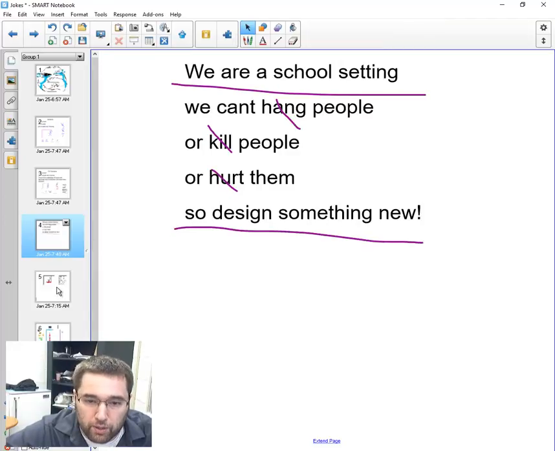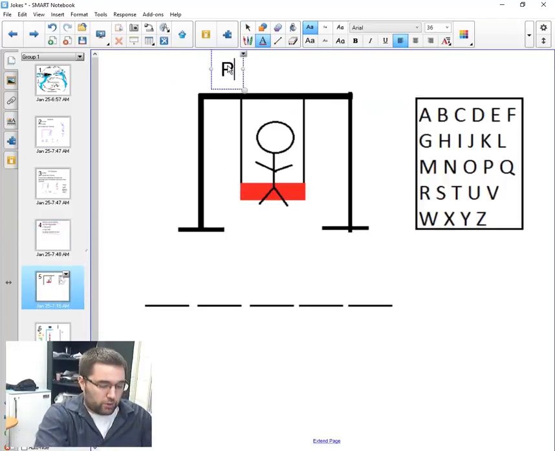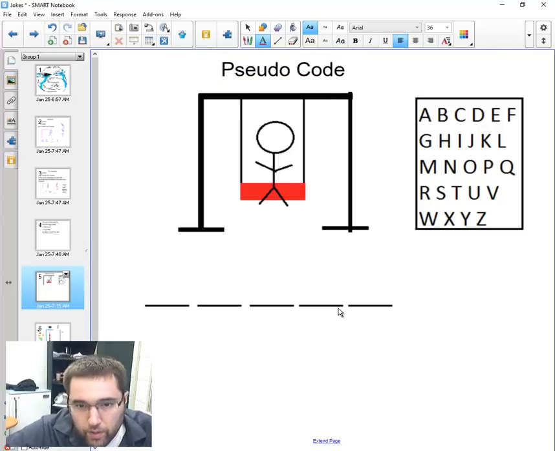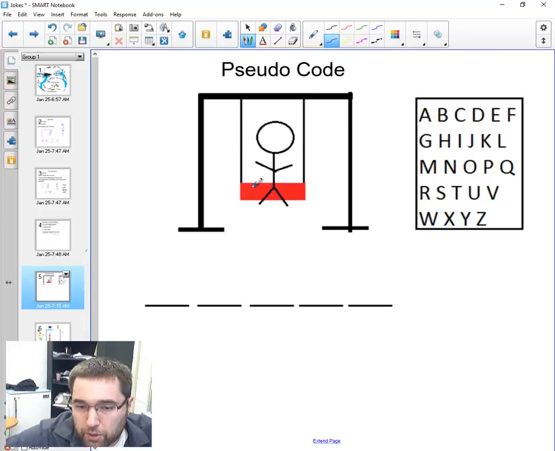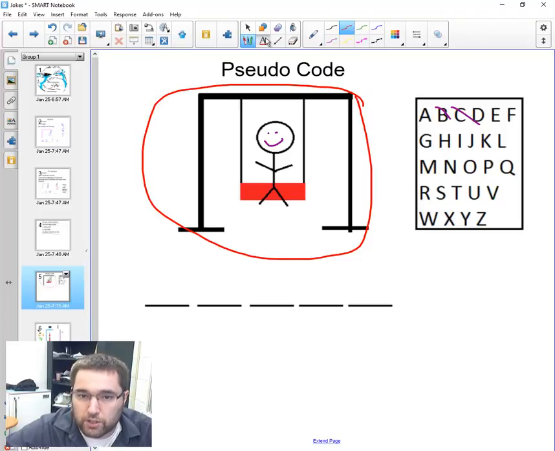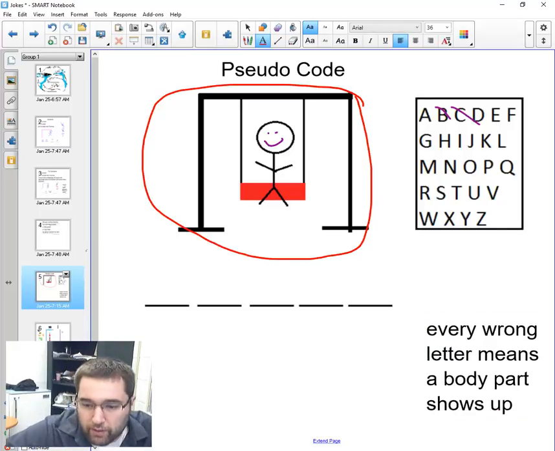And what do I mean by design something new? First things first, we always want to make our pseudocode. This is one example of pseudocode that a student made. What they're doing here is, instead of drawing the person hanging, they're drawing the person swinging with a smiley face. So every time you guess a wrong letter, a body part shows up. But the body part is not being hung, it's swinging, so it's a nice thing to do. So basically they have the picture of what changes, and they describe what changes. So again, every wrong letter means a body part shows up. The swing could even show up as well, and the smiley face if they really want to.